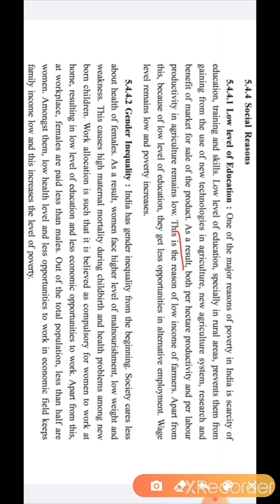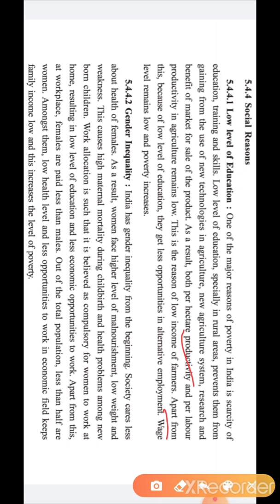As a result, both per hectare productivity and per labor productivity in agriculture remain low. This is the reason for the low income of farmers. Here we discuss the reasons for the low income of farmers because of the lack of education.